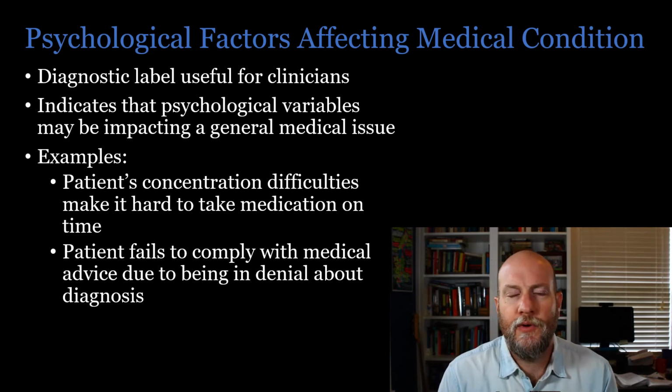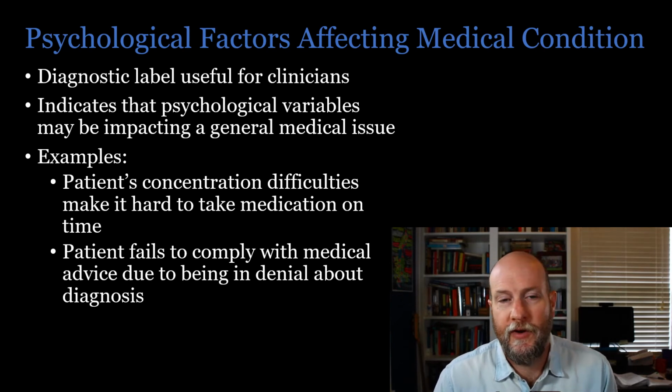So the third thing we're going to talk about, the third sort of diagnosis, as I said, is a larger catch-all called psychological factors affecting medical condition. This is a diagnostic label that's helpful for clinicians, medical providers, and what it's simply saying is there is some psychological underlying variable that is impacting a general medical issue. For example, someone who is having difficulty with concentration, either due to a psychological or physiological reason, that makes it hard for them to take their medication on time, or to check their blood sugar, or to do whatever they need to do to be healthy.